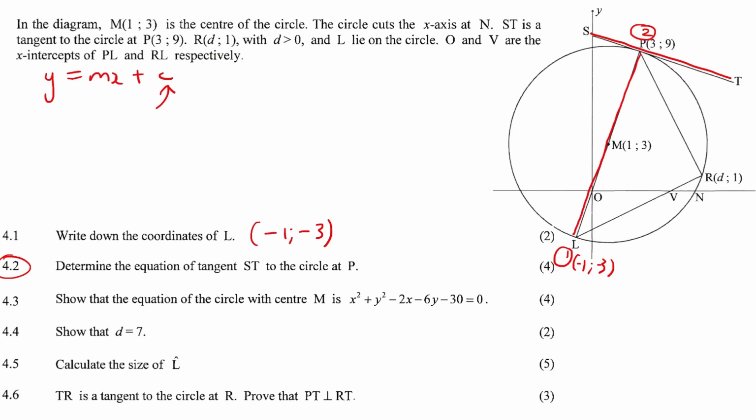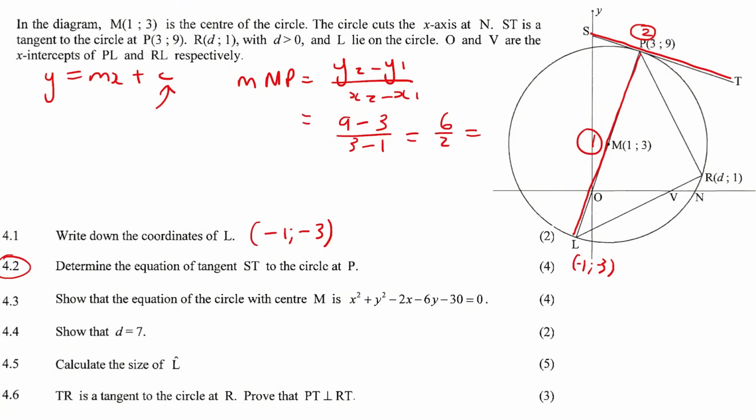Now for this line over here where we have to get its gradient, whether you use the points M and P, or M and L, or P and L, it doesn't matter. It is all one line, and the gradient of a line stays constant along the line. So I'm going to use M and P. So to get the gradient of M and P, we use the gradient formula. I'll keep that as point number 2, and I'll use this as point number 1. And so that's going to be 9 take away 3 over 3 take away 1. And that's going to give us 6 over 2, which is 3.